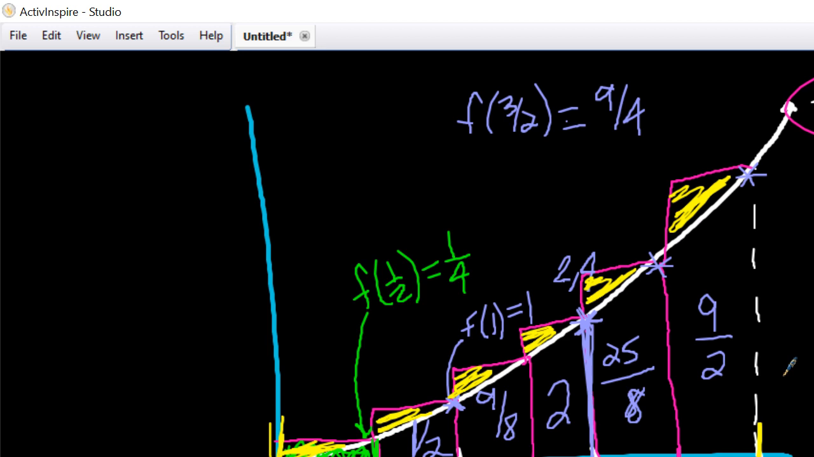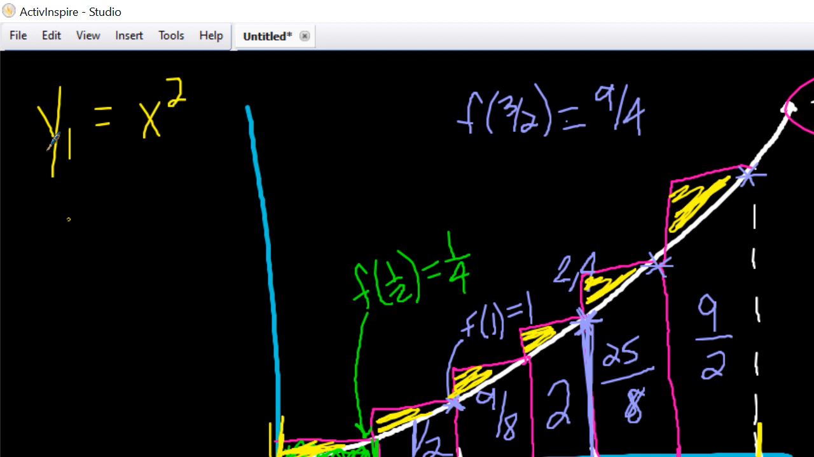I'm sorry, I'm a little confused. Can you start over? Okay, in Y1, enter x squared and come out of that. How do you come out of that? Just hit second mode for quit.